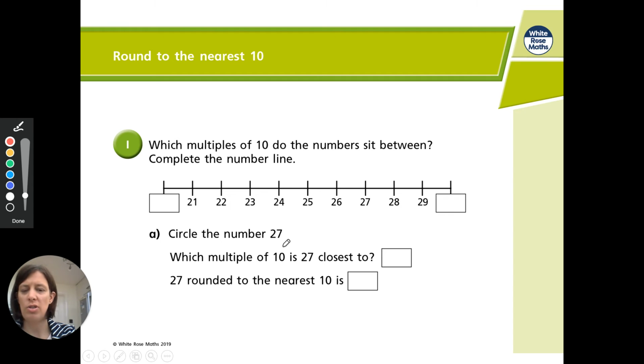Okay, I want you to have a think now about the number 23. Which multiple of 10 is 23 closest to? Well, 23 would be closest to this multiple of 10, which was 20. So if we were going to round 23 to the nearest 10, it would round to 20.